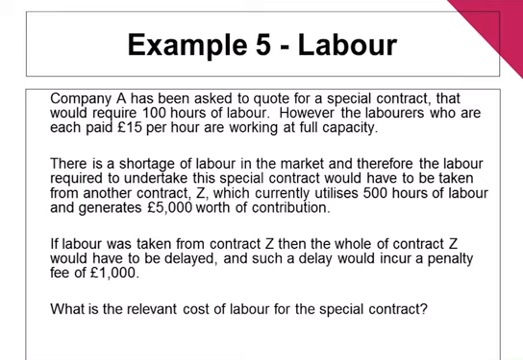Okay, let's keep going. Company A has asked for a quote for a special contract that would require 100 hours. The labourers are paid £15 an hour and are working again at full capacity. There's a shortage of labour. The labour required to undertake this contract would be another 500 hours, and it generates £5,000 worth of contribution. If labour was taken from one to the other, then the delay will incur a penalty of £1,000. So what's the relevant cost for this special contract?